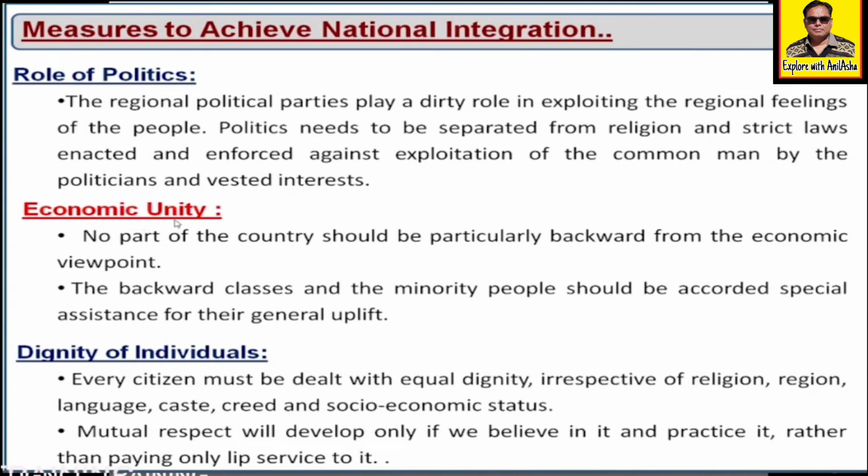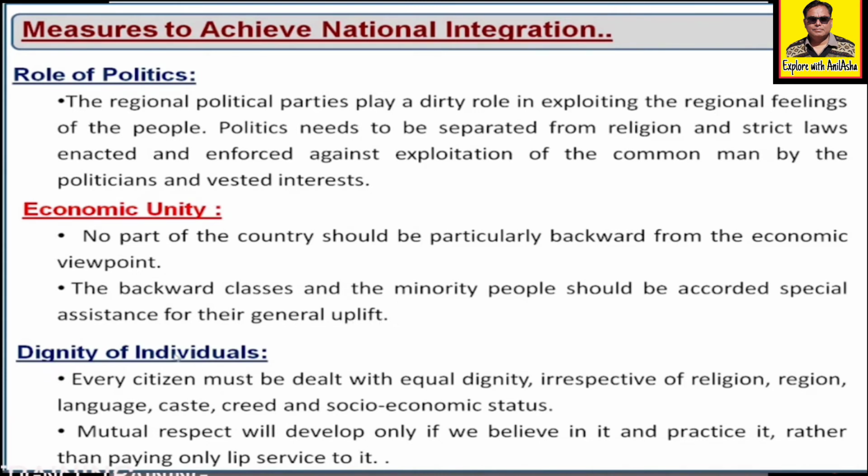Coming to economic unity. Earlier, we have already hinted at the economic inequality existing in our country while discussing the factors affecting national integration. For the sake of national integration, we have to see that no part of the country should be particularly backward from the economic viewpoint. For this, the backward classes and the minority people should be accorded special assistance for their general uplift.